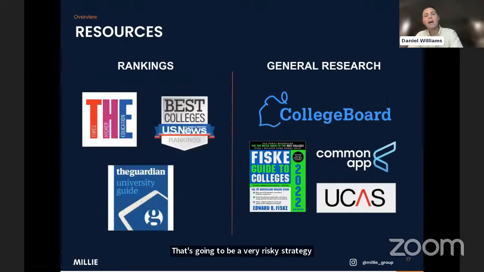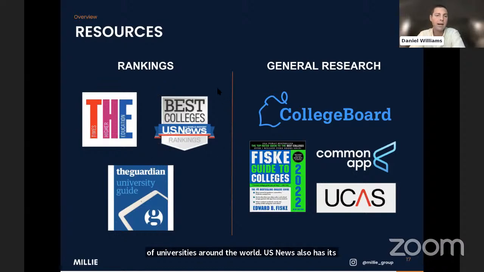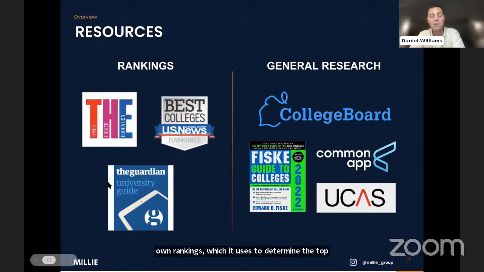Okay, and here are some final resources, right, that you can use in order to start doing your school research. So the Times Higher Education is known for its rankings of universities around the world. US News also has its own rankings, which it uses to determine the top universities in the US. And The Guardian also has a university guide, which is very, very helpful and reveals their own rankings of UK universities as well.